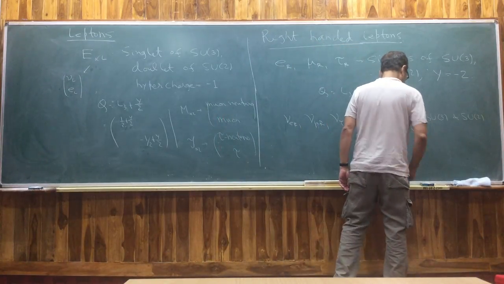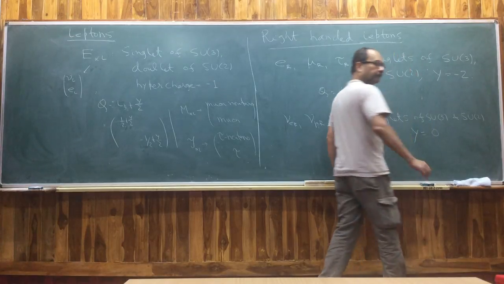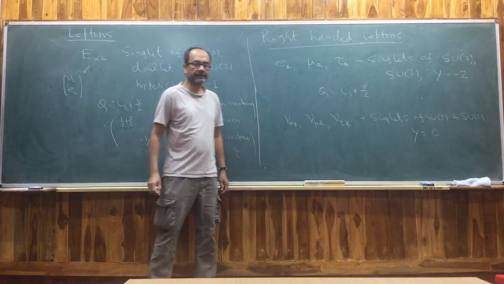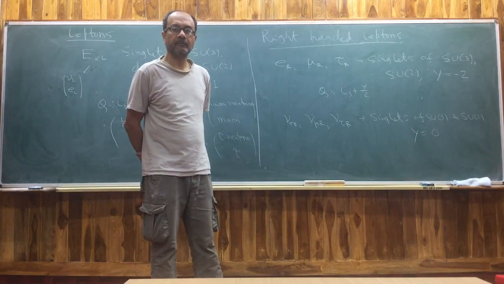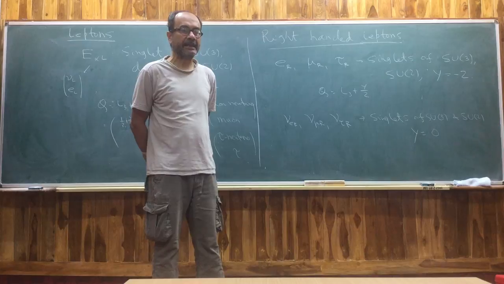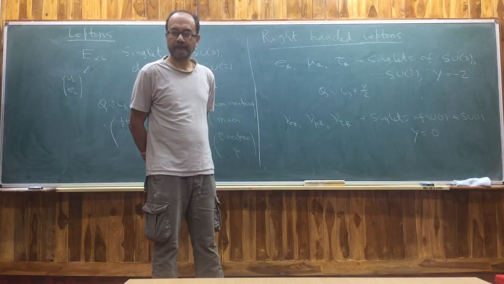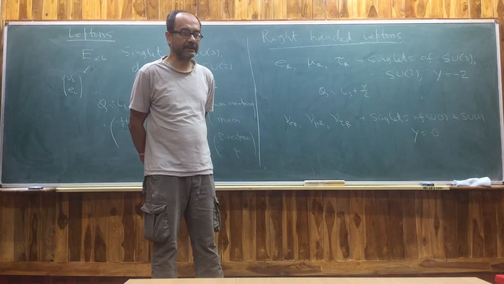What about Y? Y is 0. Okay, because these are chargeless. Right? L3 is 0, so Y should be 0. Yeah, so it's a singlet of all gauge groups. Right? You could write down such terms.